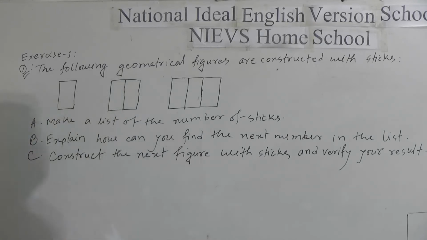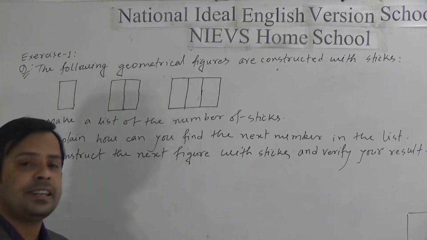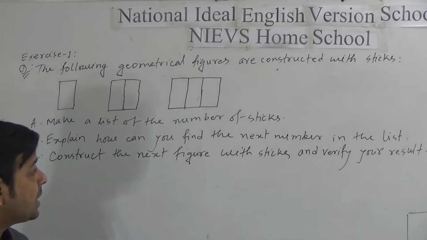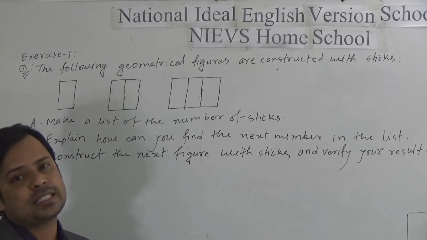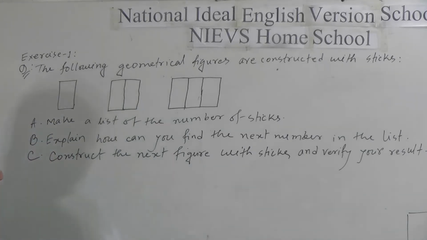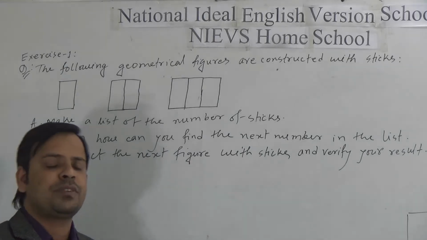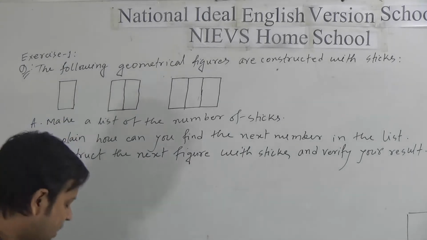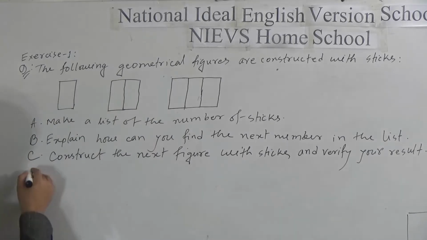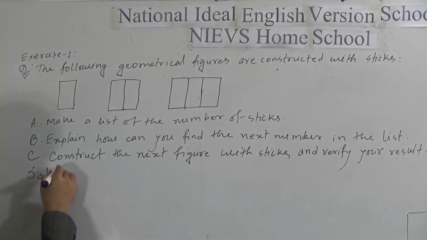In question B, we have to explain how can we get the number of sticks in the next figure. We have to explain that process. In question C, we have to construct the next figure and then we have to verify our next figure is correct. We have to verify that. Okay, dear students, let us see how can we solve the question. See the solution.